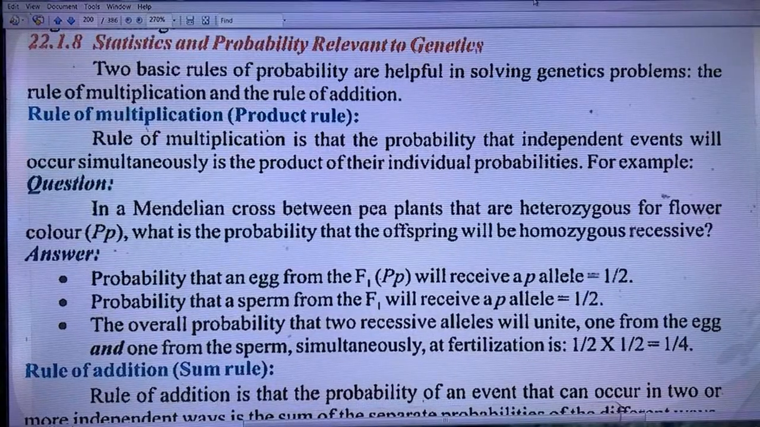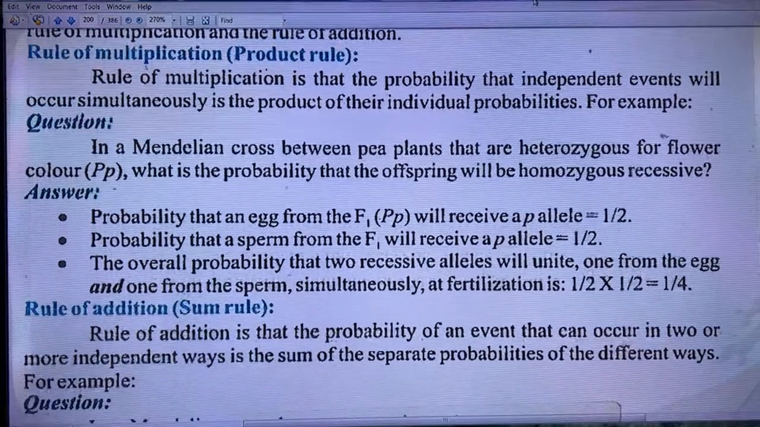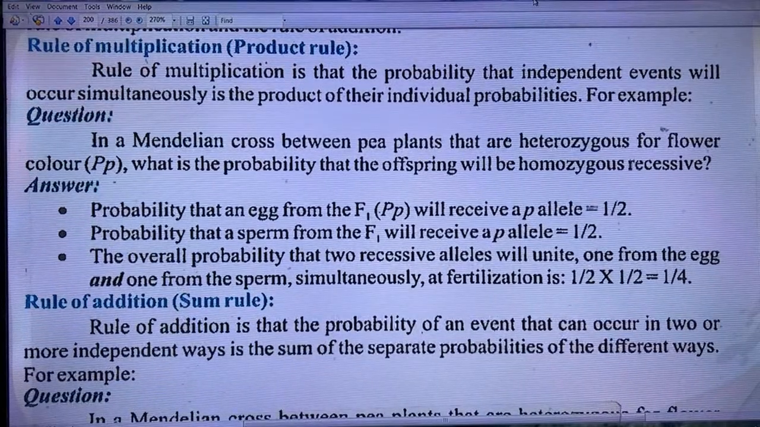Two basic rules of probability are helpful in solving genetics problems: the rule of multiplication and the rule of addition. Rule of multiplication, the product rule: the probability that independent events will occur simultaneously is the product of their individual probabilities.